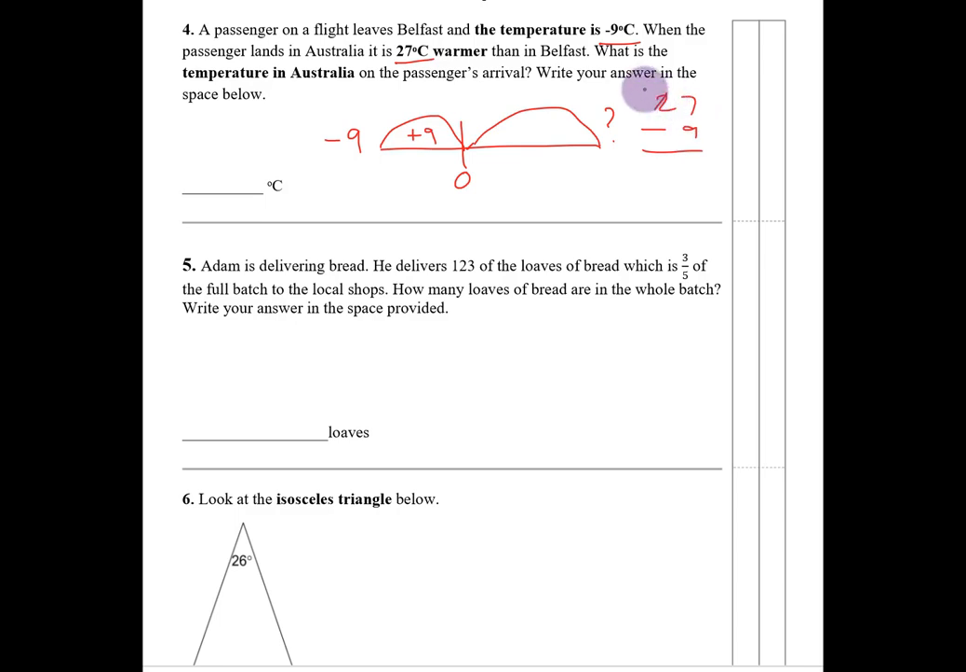So 7 take away 9 we cannot do, we need to borrow. So 17 take away 9 is 8, and then 1 take away nothing is 1. So we've added 9 here, so we still need to add another 18 degrees. So in total, we've added the 27 degrees, which is the difference that we needed. So if we add 18 onto 0, we get 18 degrees, and that will be the temperature in Australia.